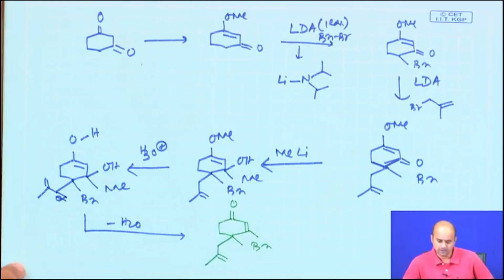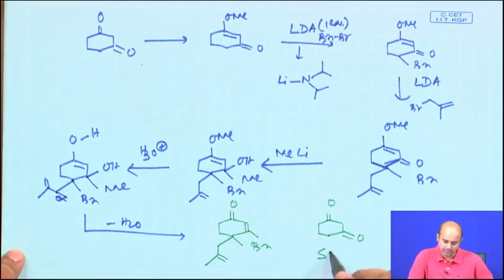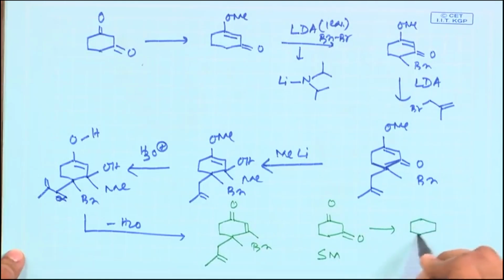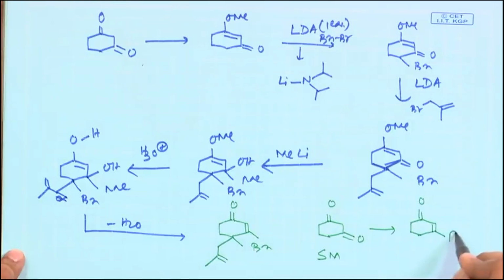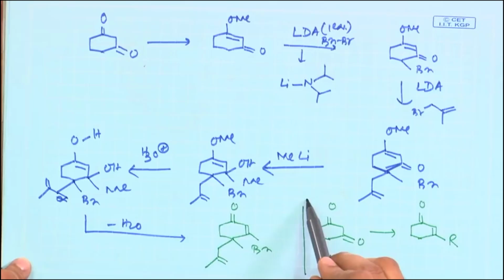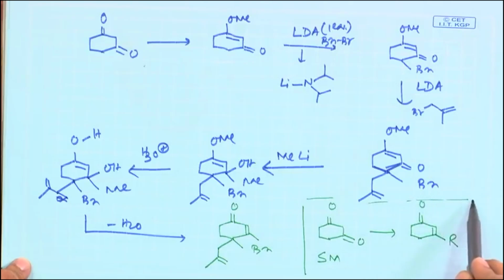Now, this kind of transposition, what you can in reality expect, basically what you are doing is using a starting material like this, and the final outcome of this product is that you are getting this kind of compound. It is a very useful transformation where the allylic double bond is migrated or transposed from one place to another place.